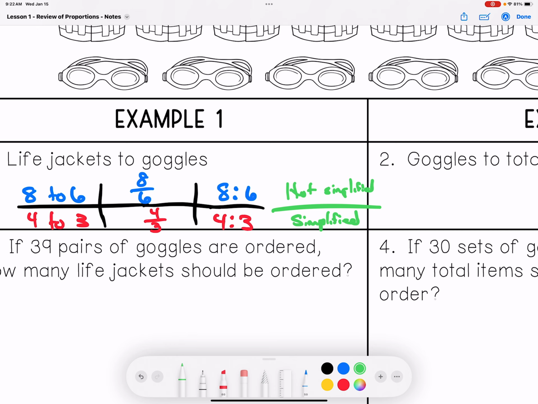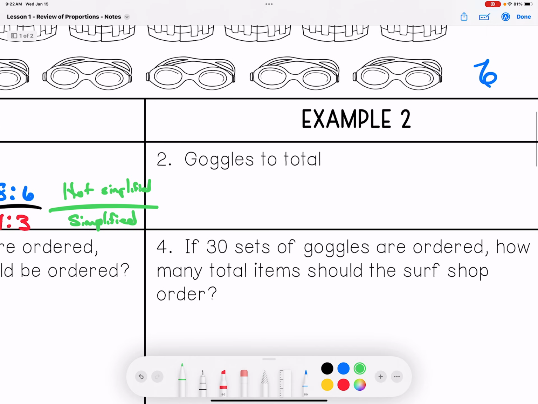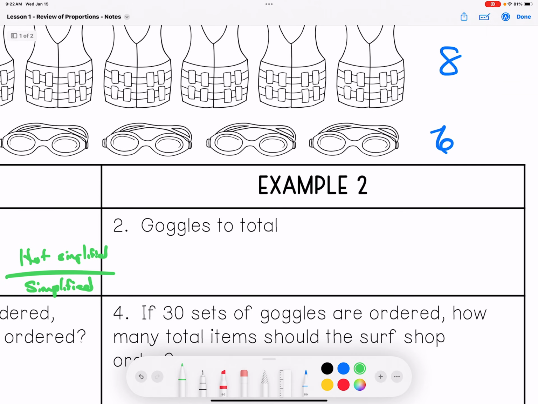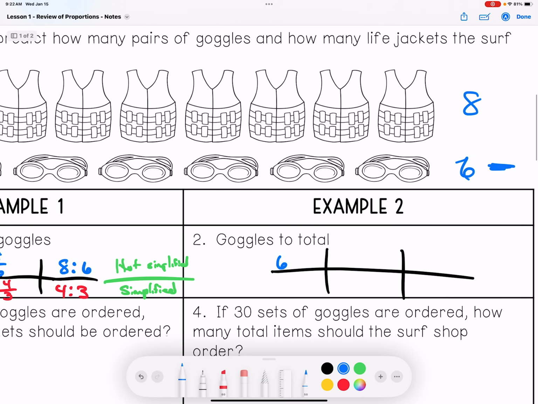All right, example 2, goggles to total. All right, so how many goggles? So we're going goggles to total. There's 6 goggles. How many total items is there up there? So there's 6 goggles. How many total items? 6 plus 8 is 14. Now that will simplify. 2 will go into both of those, and it becomes 3 to 7, 3/7, or 3:7.